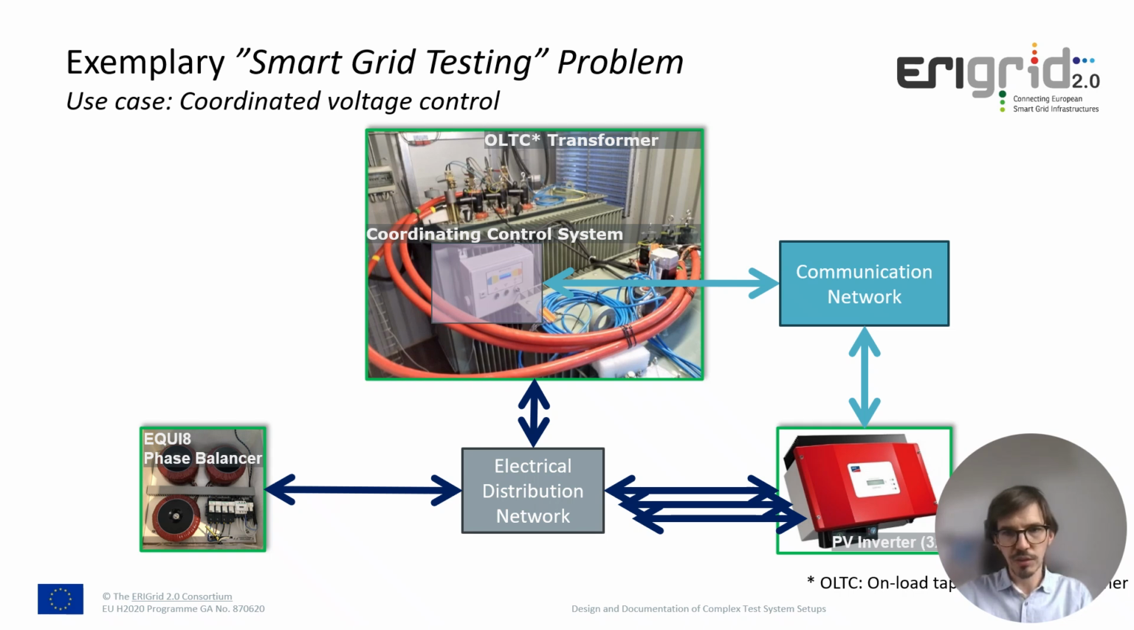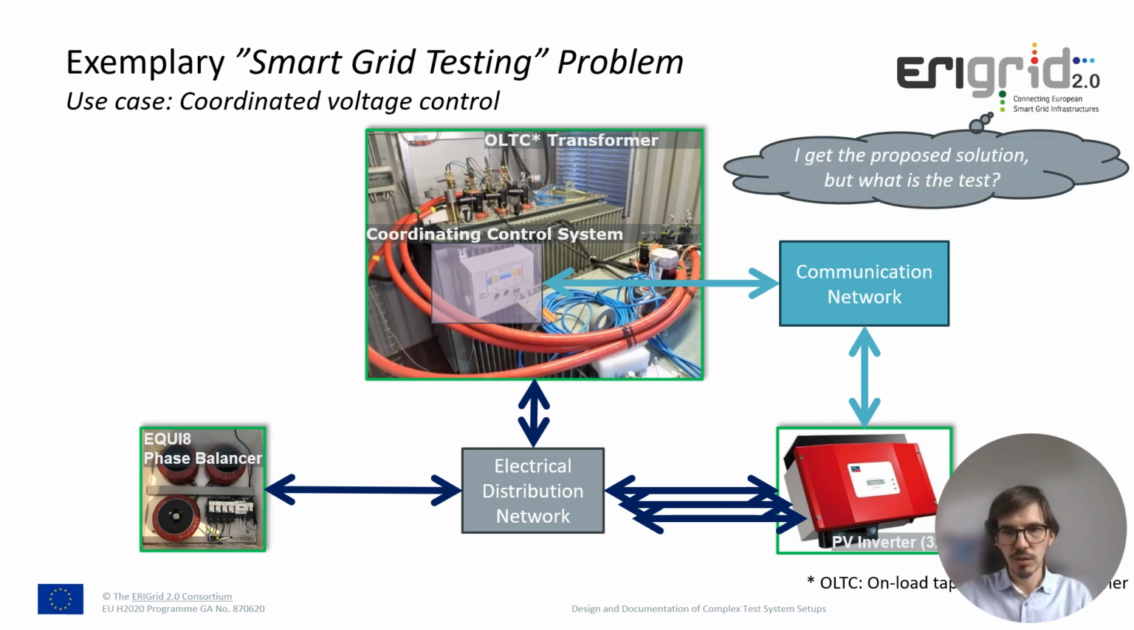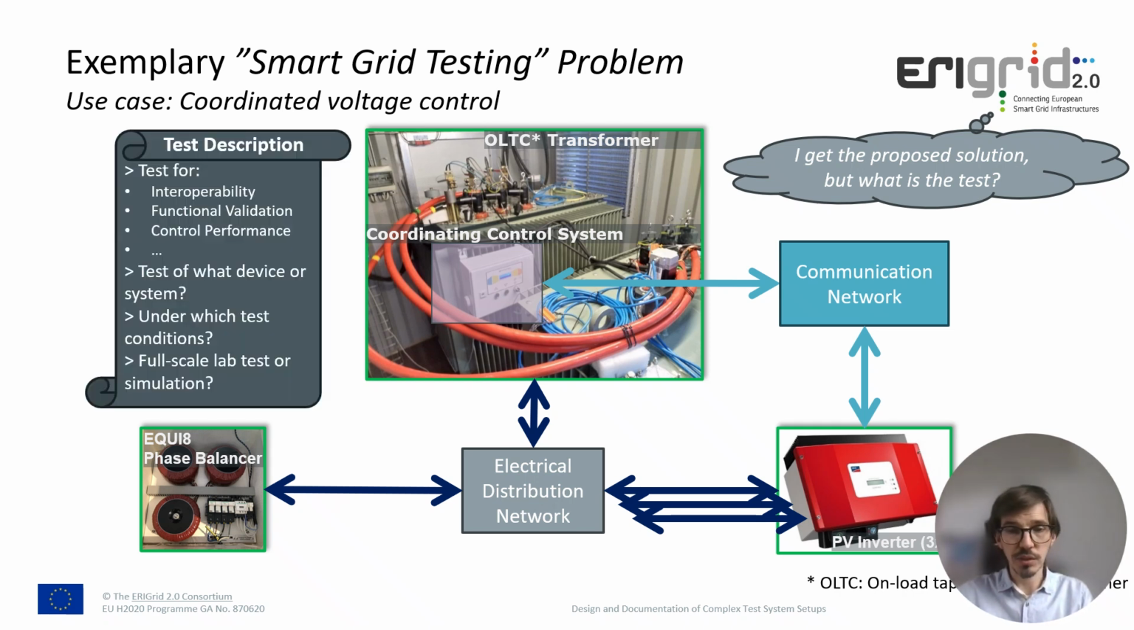So all of these technologies interacting is clear. If the proposed solution is clear, how do we test it? Well, what we would like to have is a test description that is understood in technical terms. The test description should inform us what we're testing for. Are we testing interoperability between devices? Are we validating the function of the device? Are we assessing the control performance? Which of the devices are we testing? Which of the subsystems? And what are the conditions? And do we need a full-scale lab test? Is a simulation sufficient, or anything in between?